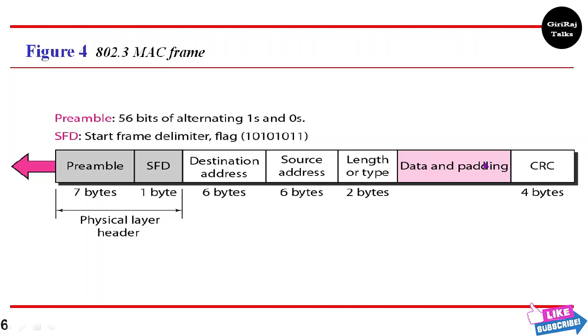Next field, data and padding. This field carries data encapsulated from the upper layer protocols. It is a minimum of 46 and a maximum of 1500 bytes. Last field is CRC. CRC means cyclic redundancy check. It contains error detection information. In this case, a CRC32, that we will see in the next chapter.